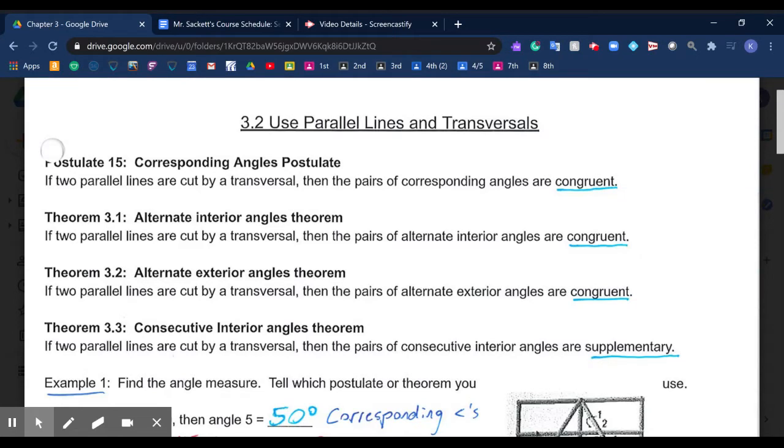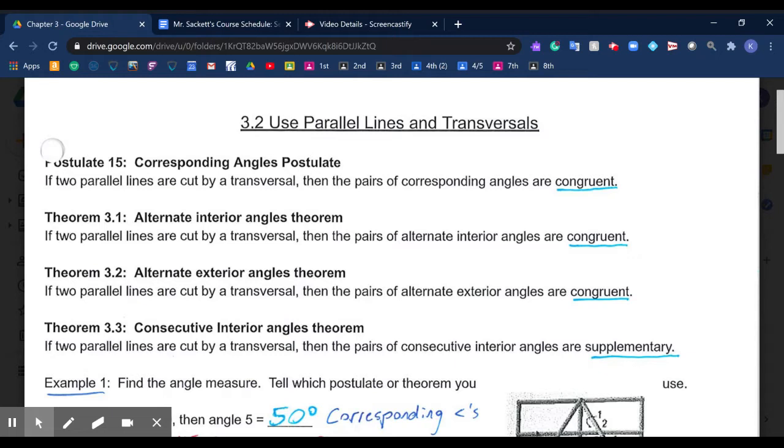Welcome to lesson 3.2, use parallel lines and transversals. So in this lesson, we are going to look at a special relationship between parallel lines and transversals that give us a few different theorems and postulates. So we'll begin with postulate 15, and postulate 15 is a corresponding angle postulate.